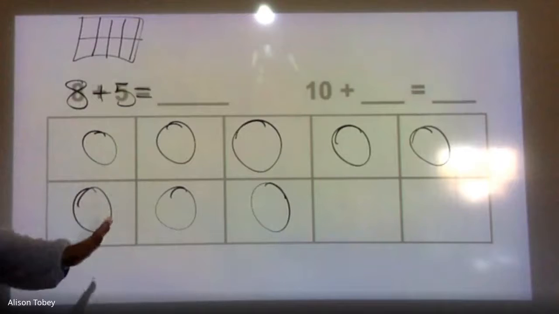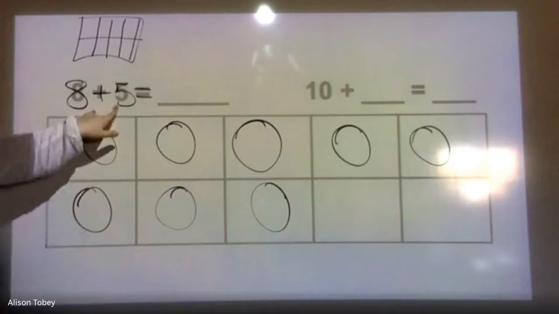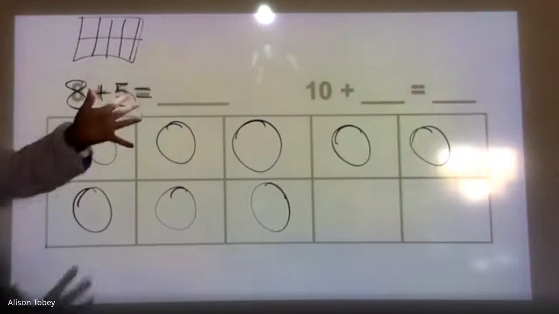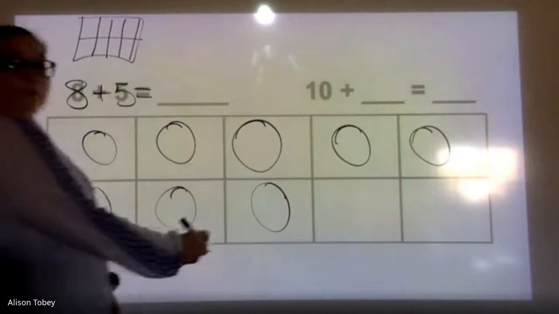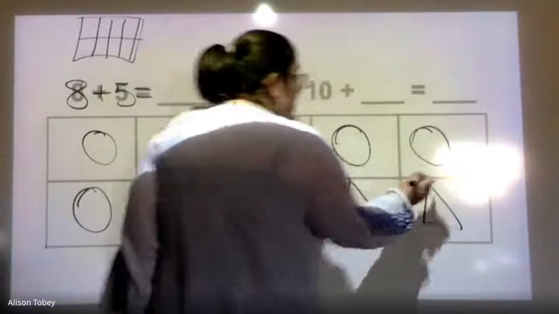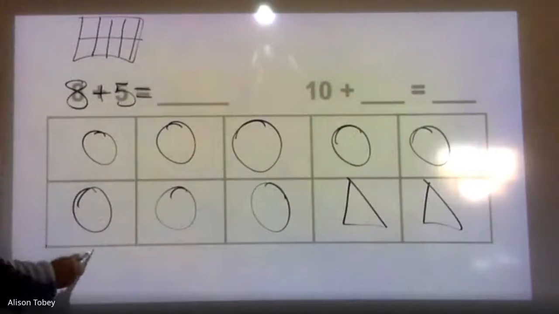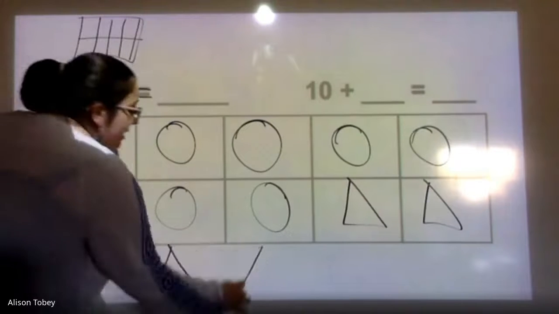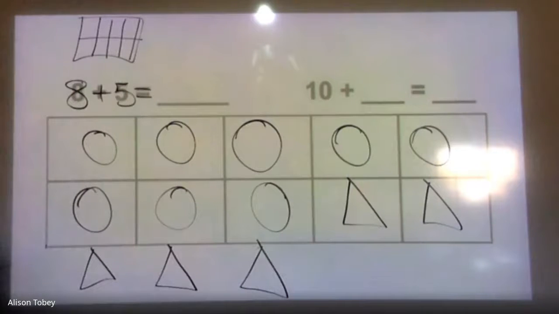Okay, we have 8, right? Show me with your fingers how many more we need to add. How many more do we need to add? 5. We're going to draw 5 triangles. 1, 2, 3, 4, 5. 5 triangles.